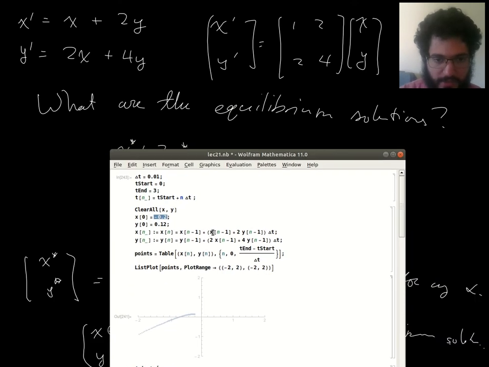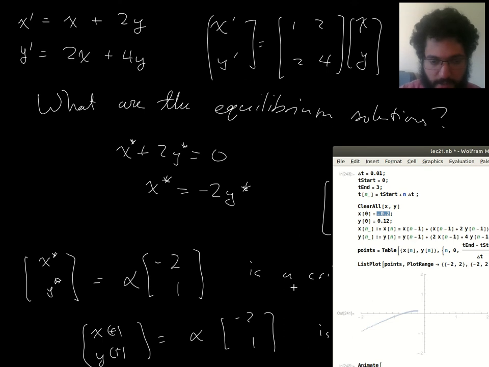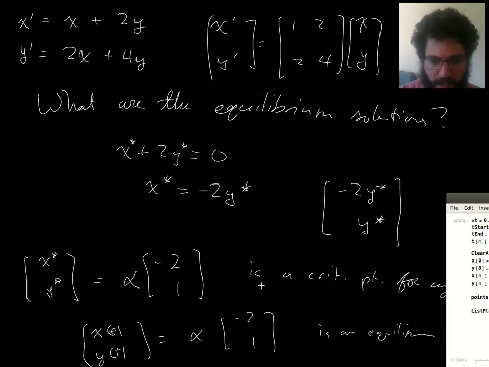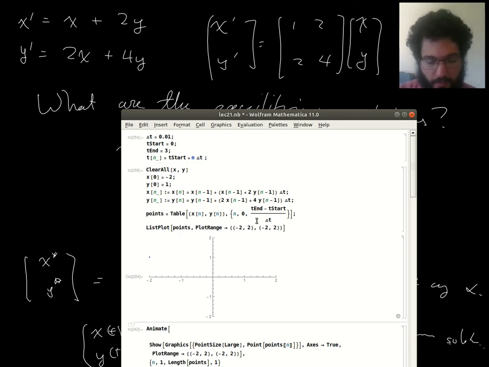So I guess what would be interesting is if I picked my initial conditions to be on this line of equilibria. So how about I choose alpha equals 1 and I pick negative 2 and then 1 there. And this is sort of just a check that the code is working.